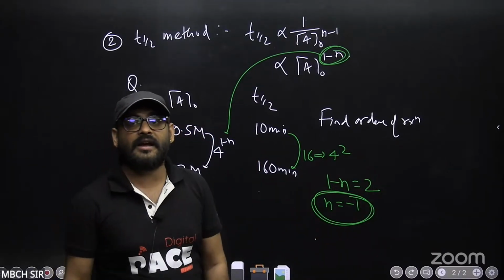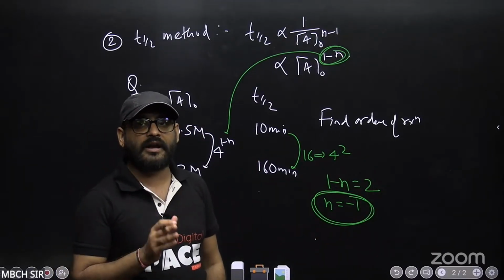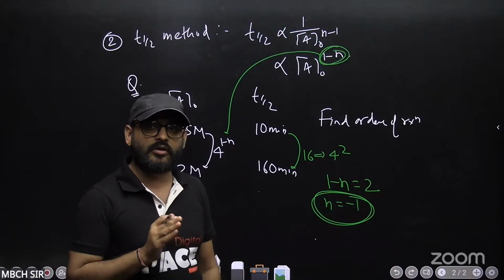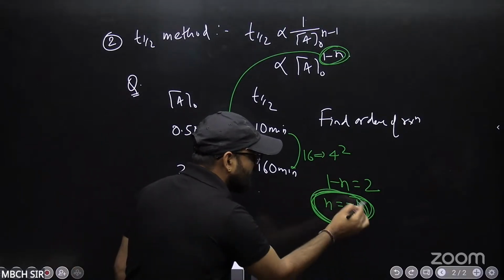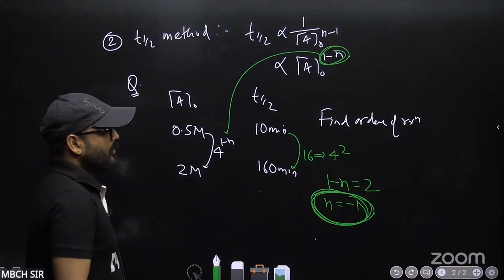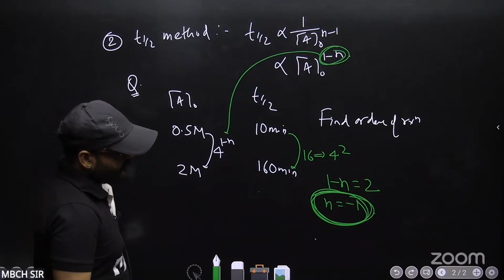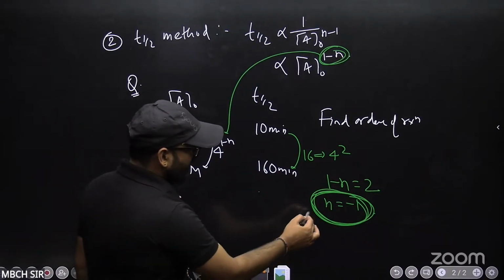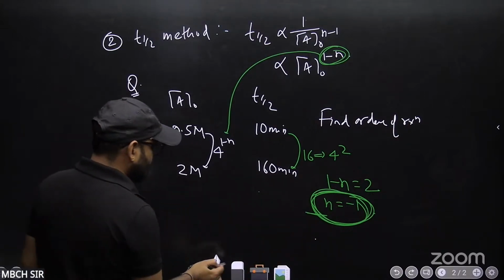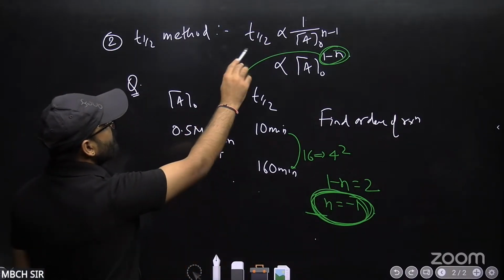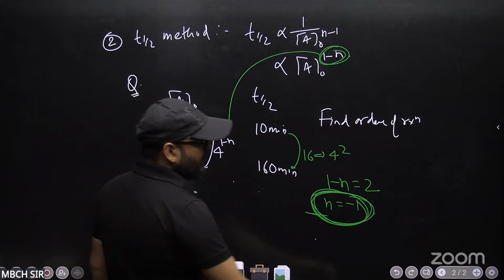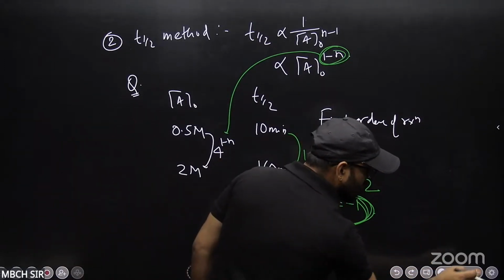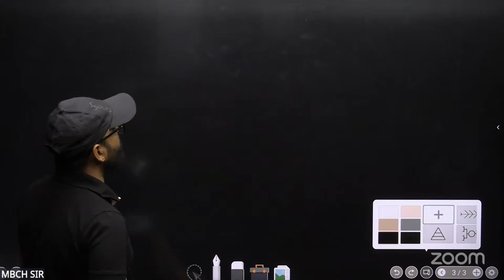n can be negative. Order can be positive, negative, 0, fractional, integer, non-integer. n can be anything. So n is equal to minus 1. Don't get confused by getting n equals minus 1. This was the simple method when you were relating T half with A naught, and it is inversely proportional to A naught raised to power n minus 1.